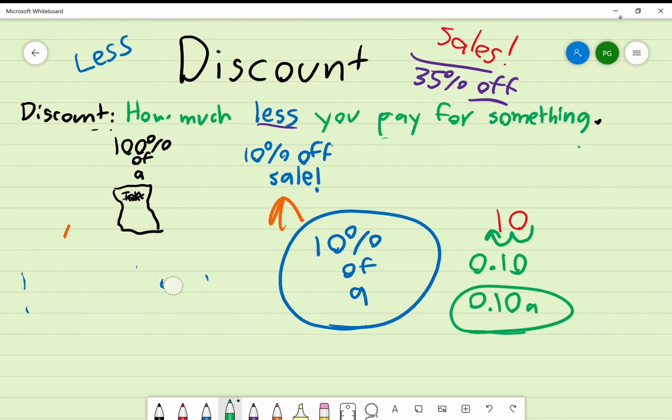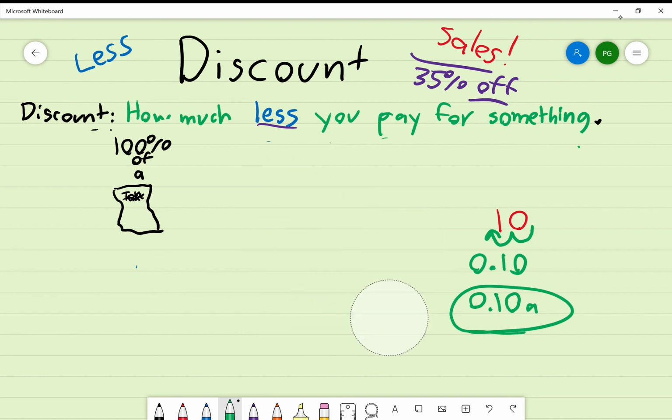That's it. Another example, instead of Takis, let's say now that we're dealing with Cheetos, because Mr. Pearson likes Cheetos a lot more than he likes Takis.